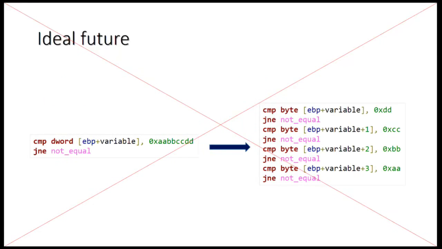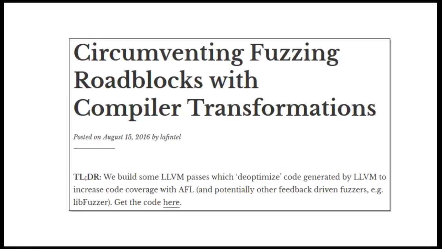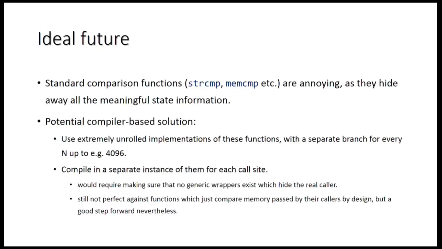So, for example, the construct on the left would be changed to the construct on the right. And it turned out that this has actually been achieved in the meanwhile. In August, research was presented resulting in an LLVM compiler plugin that was actually able to perform these de-optimizations. And this helped AFL to discover several new bugs.